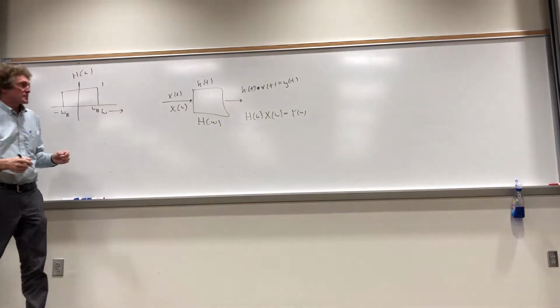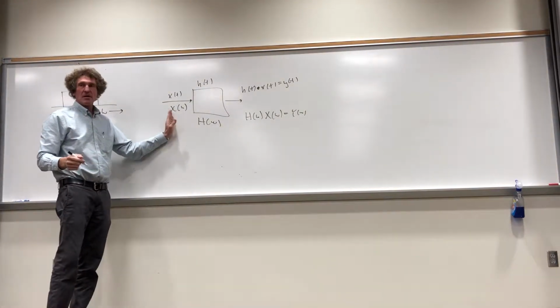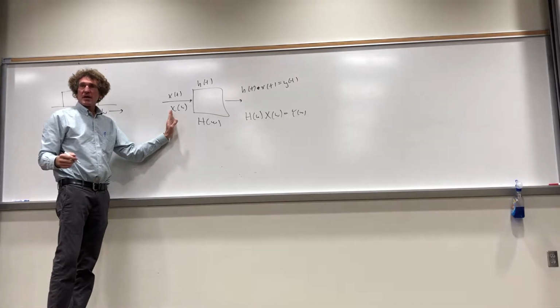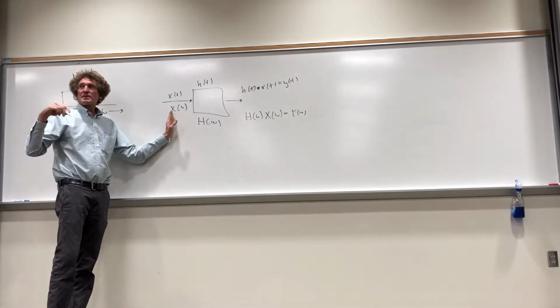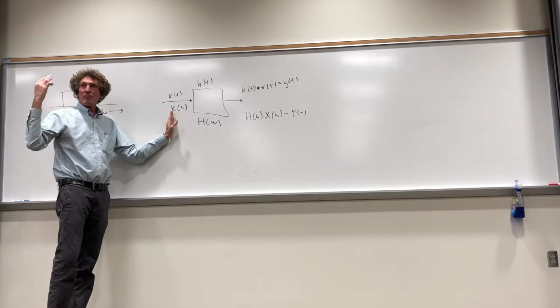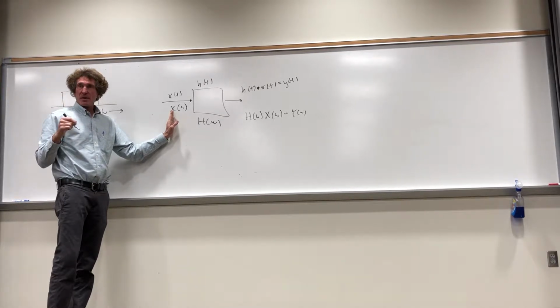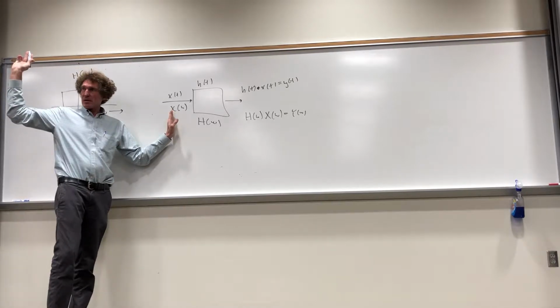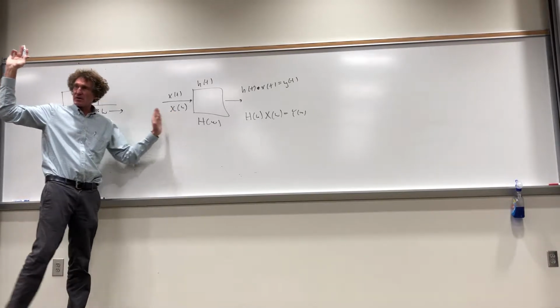Now, if you just think about this, if you put in a cosine waveform here, well, a cosine waveform has a transform of what? Pi times delta of omega plus omega naught plus delta of omega minus omega naught. Correct, class? How many remember that? Right? It's two delta functions. It's very easy to get.